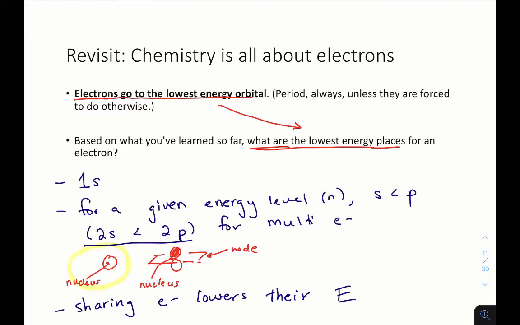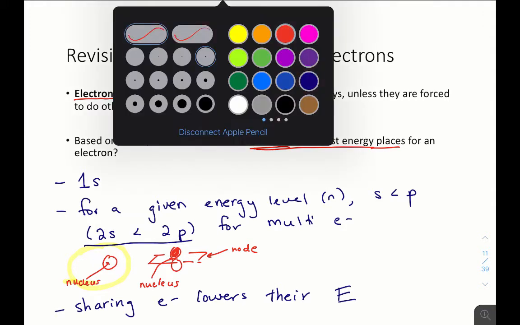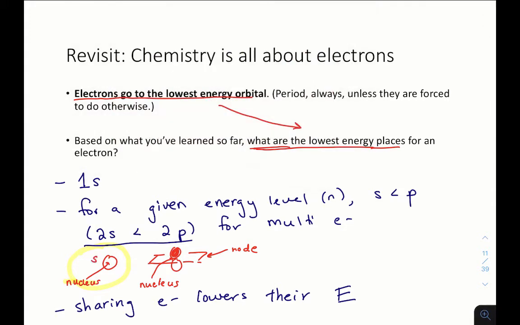There is a non-zero probability that an electron in an s orbital is actually on the nucleus. That is not, however, the case for an electron in a p orbital, because p orbitals have nodes on the nucleus. So an electron in a p orbital can never be on the nucleus. Now, why does this matter? Well, the nucleus is the happy place for an electron. It's positively charged. The electron is negatively charged, and opposites attract.